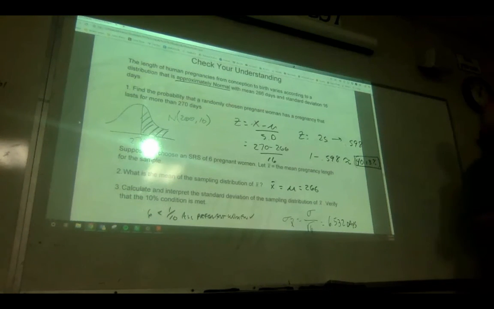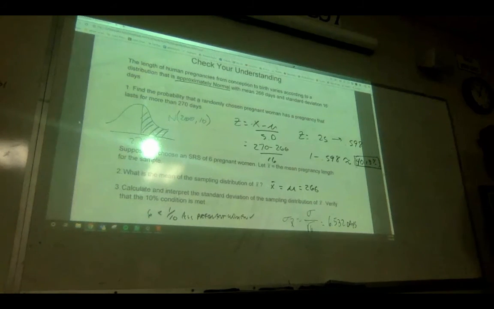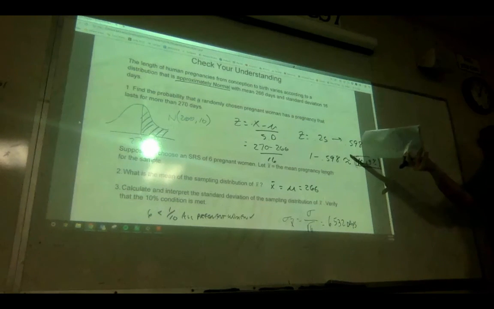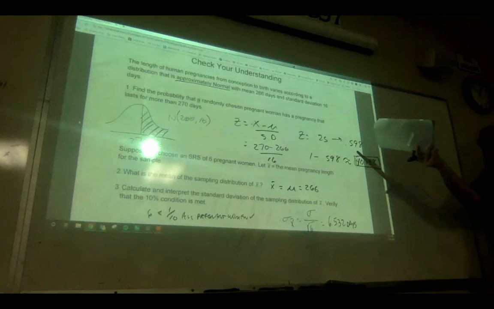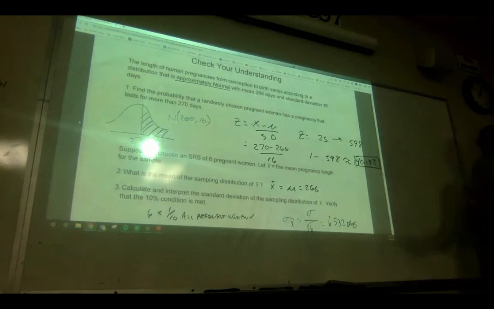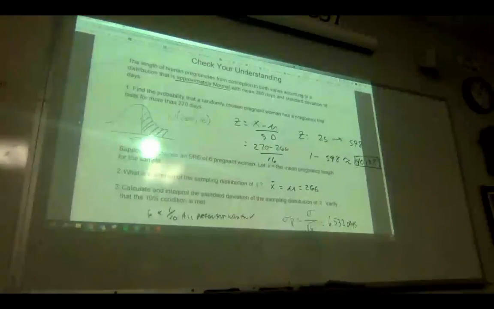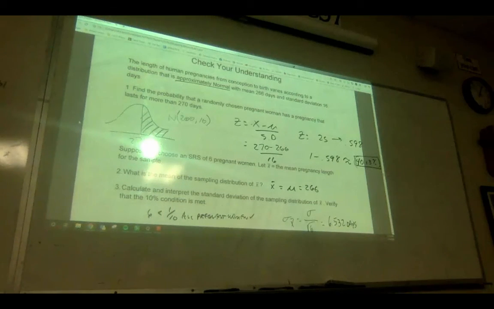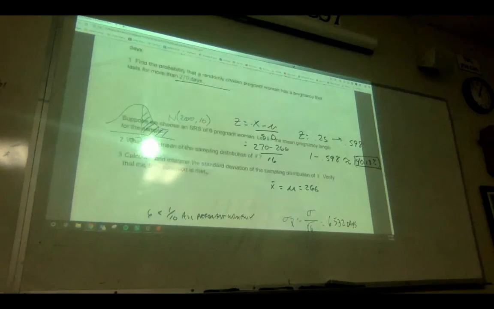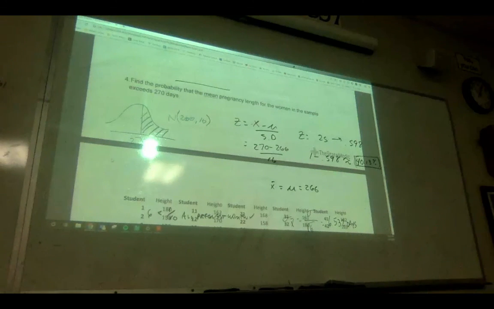Well, what does that change? In question number 4, it seems like they're asking a similar question to up here, but what are they really asking about? In the sample. They're asking about the sample, not the population. So how does that change how we calculate this probability? Number 4: find the probability that the mean pregnancy length for women in the sample exceeds 270 days.